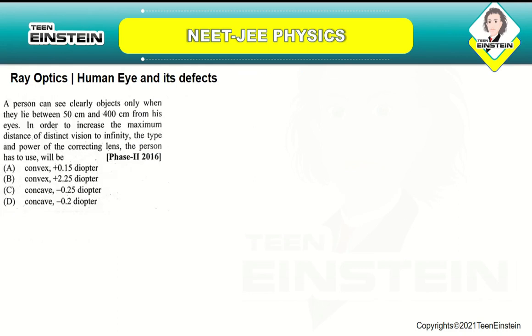A person can see clearly objects only when they lie between 50 centimeter and 400 centimeter from his eyes. In order to increase the maximum distance of distinct vision to infinity, the type and power of the correcting lenses the person has to use will be. So here the person should be able to see objects at infinity. The image has to be formed at 400 centimeters. So U is infinity and V is minus 400 centimeters, or minus 4 meters.